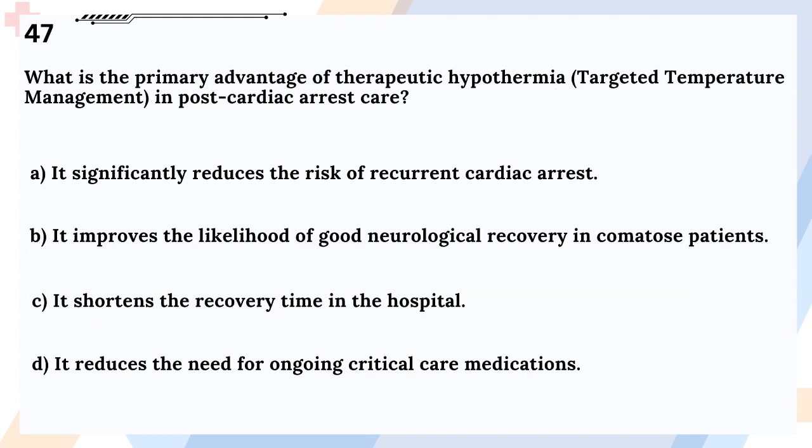Question 47. What is the primary advantage of therapeutic hypothermia, targeted temperature management, in post-cardiac arrest care? A. It significantly reduces the risk of recurrent cardiac arrest. B. It improves the likelihood of good neurological recovery in comatose patients. C. It shortens the recovery time in the hospital. D. It reduces the need for ongoing critical care medications.